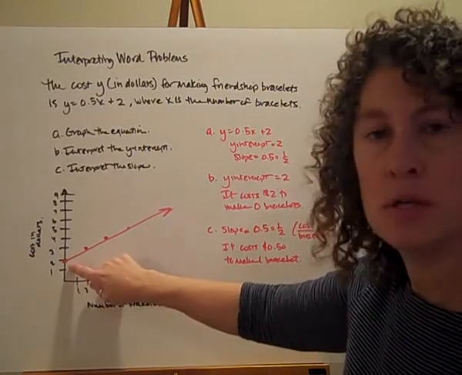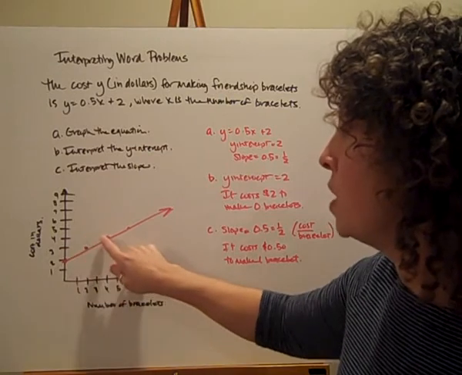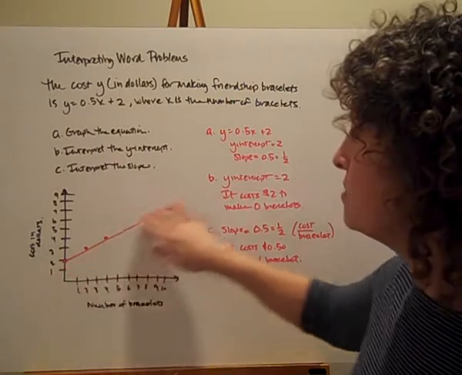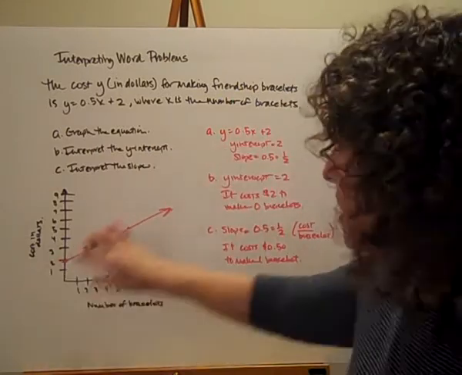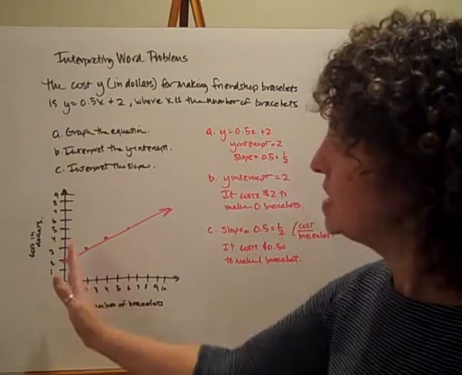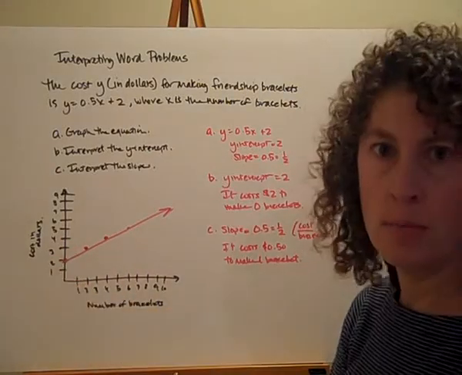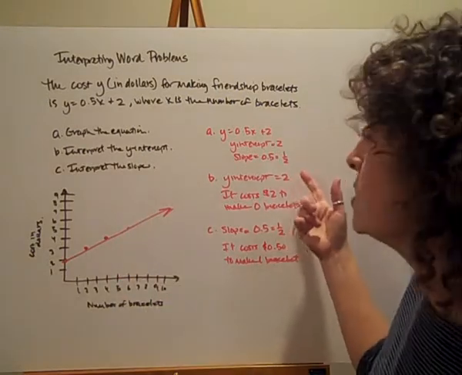So I graph my y-intercept here at 2, and then I do a rise of 1, a run of 2. Rise of 1, run of 2. That gives me a nice straight line, as it should. So I'm going to draw a line with an arrow on the end showing this pattern continues. Doesn't make sense to draw an arrow to the left because I can't make a negative number of bracelets. So there's my graph.